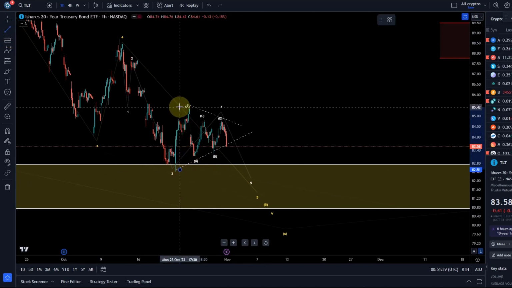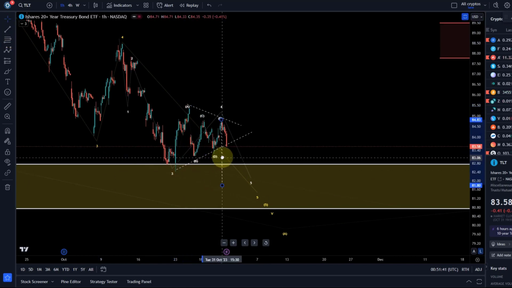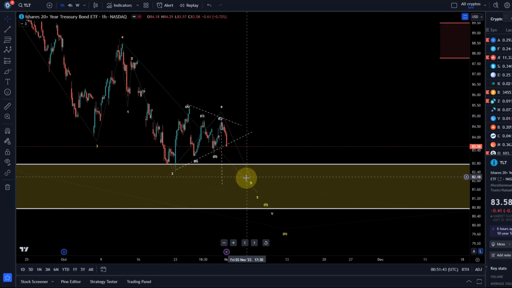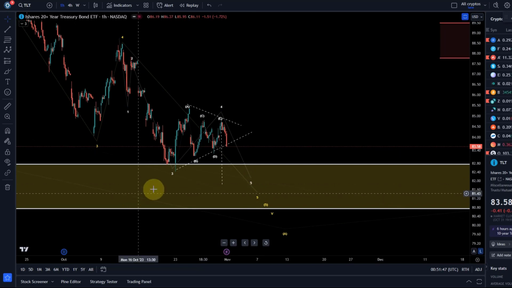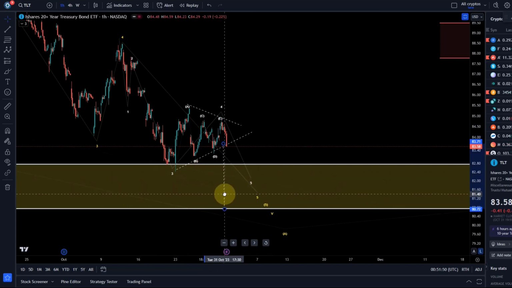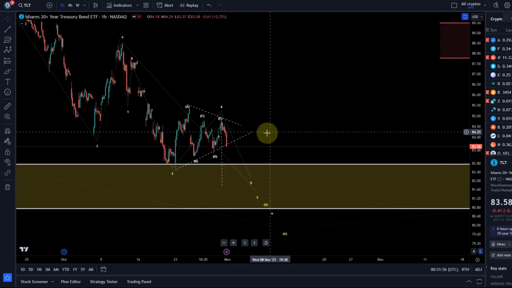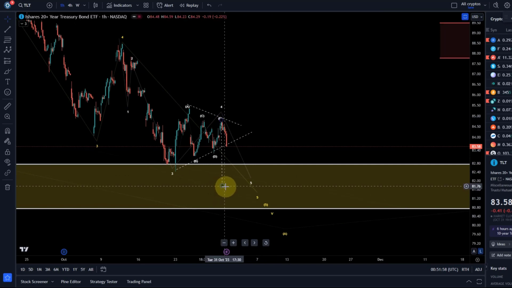Target, we take the height. Normally we add it to the end of the E wave, okay? And then it would take us down to $81.90. Some people add it to the breakout point, and it would still be within that support area. But normally, as per Elliott wave, we take it to the end of the E wave, okay? So yeah, watching for that.